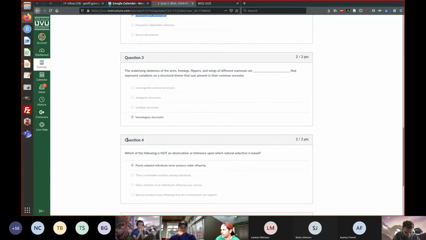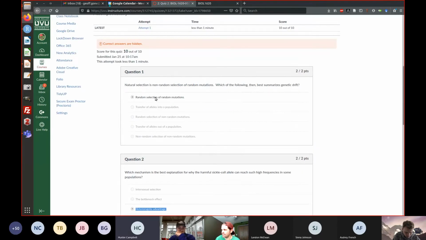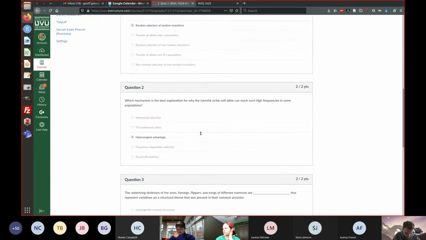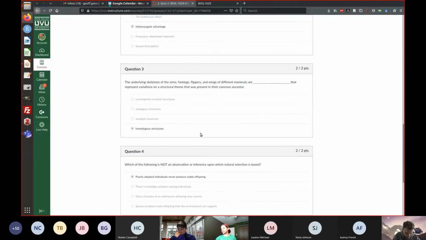Number 1, the answer was random and random, right? Mm-hmm. Okay. Yeah, and this is to say, natural selection is absolutely non-random. It's picking from variants non-randomly. Now, genetic drift is picking from those random variants randomly. We'll see an example of that today also. Then this one, I'm betting people put analogous, a lot of you.